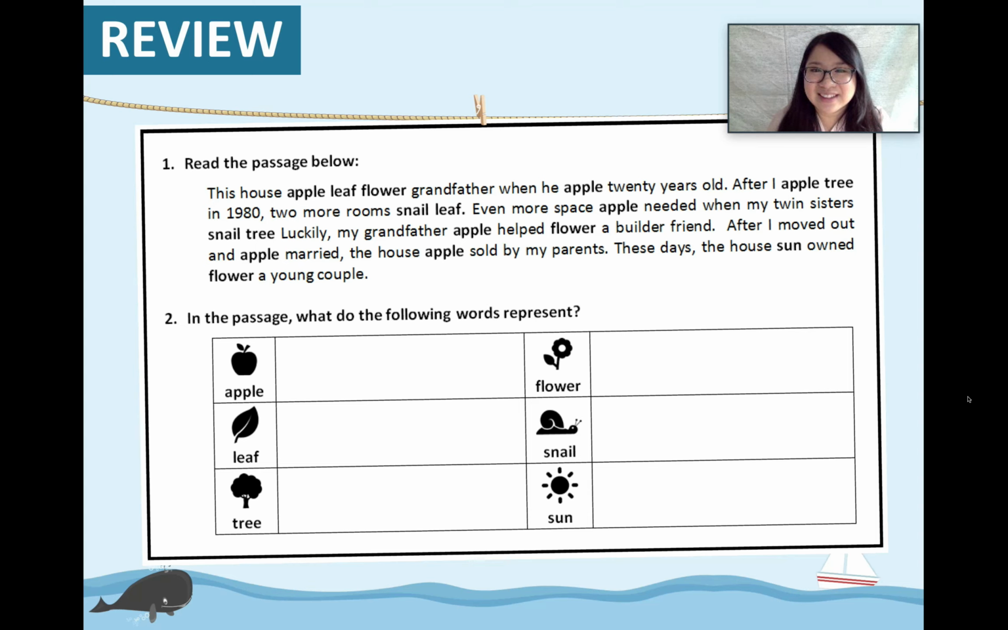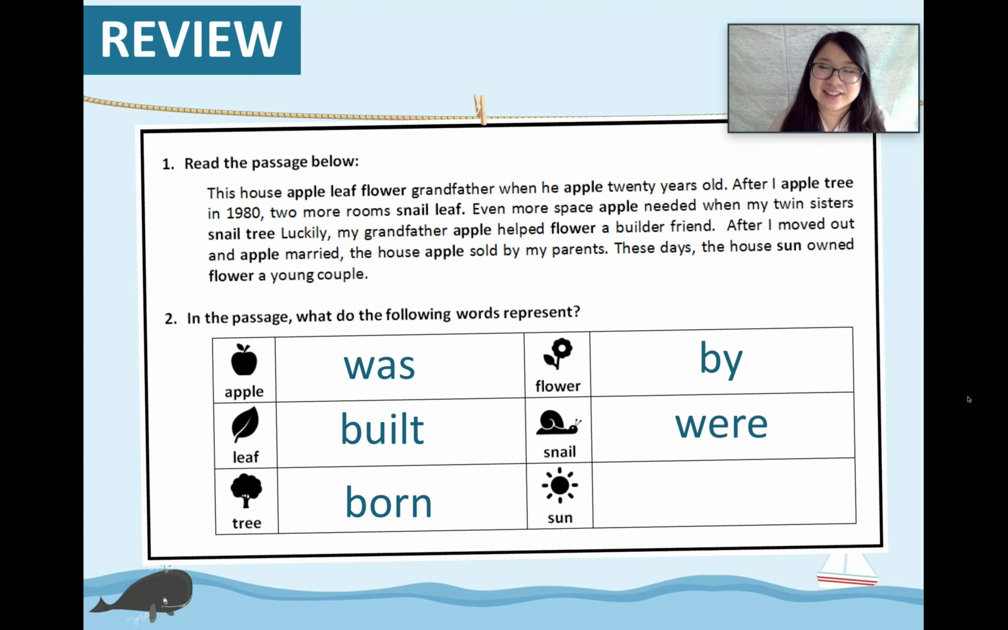Welcome back. This was a little difficult. Let's see if you found all of the answers. In this passage, apple is the word was. Leaf, built. Tree, born. Flower, by. Snail, were. Sun, is. Now let's read the passage together using the real words.